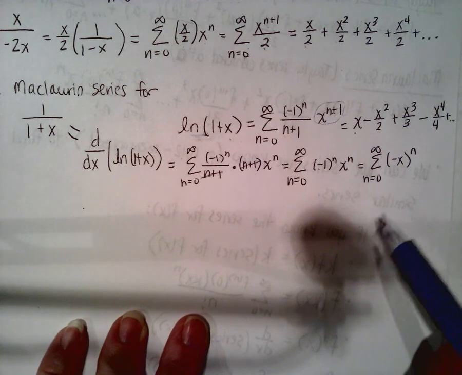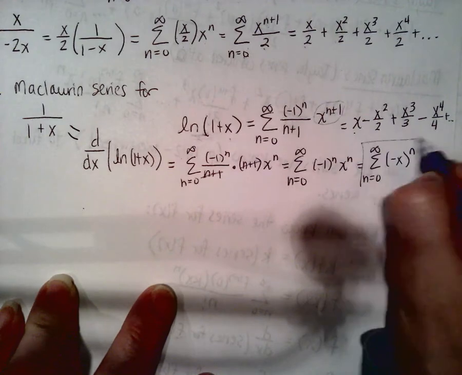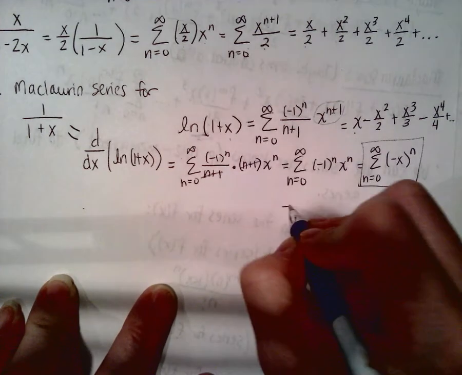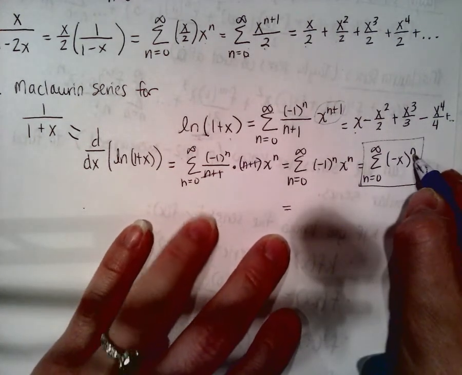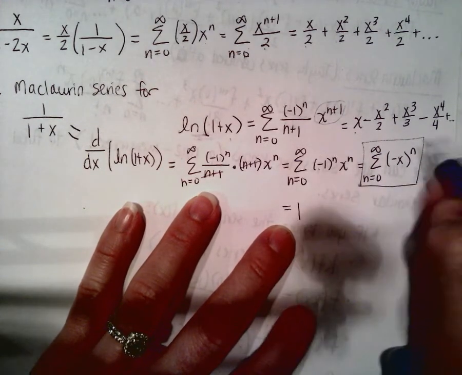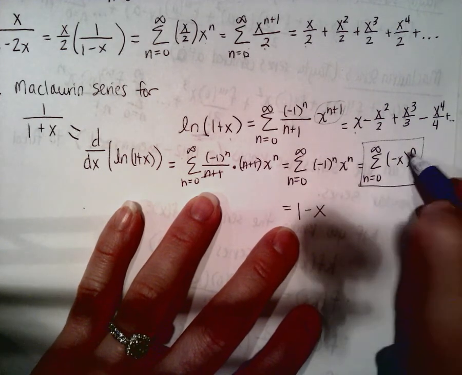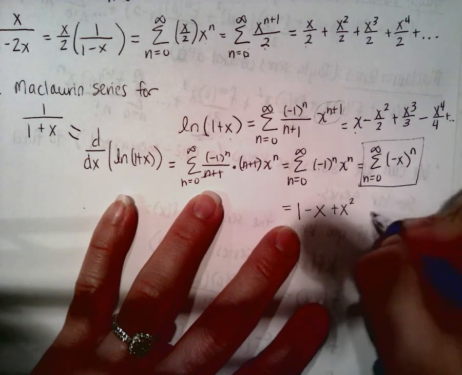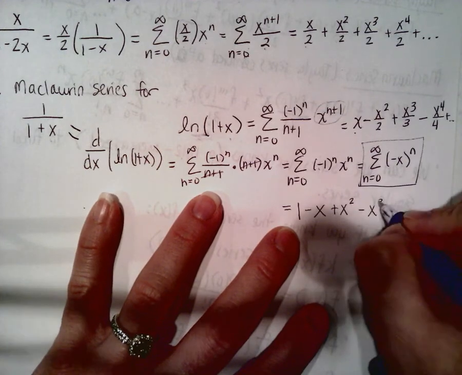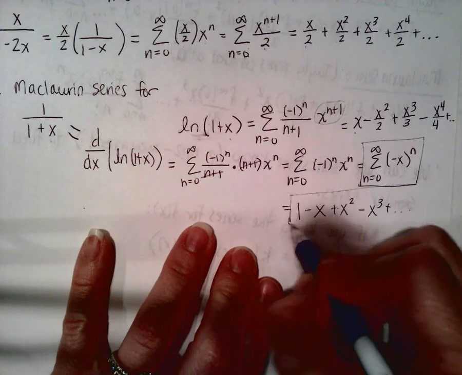So what does that expanded version look like? So here's my answer. Let me just box that up. So to expand that, plugging in the 0 for n, we would get 1. Then plug in the 1 for n, so we would get minus x. Plug in the 2, so we would get plus x squared, and then minus x cubed, etc. So there's kind of the expanded solution.